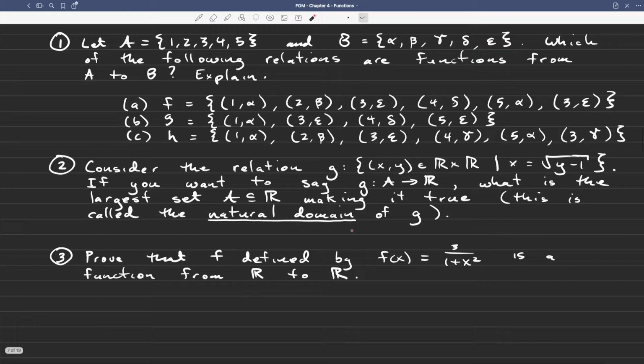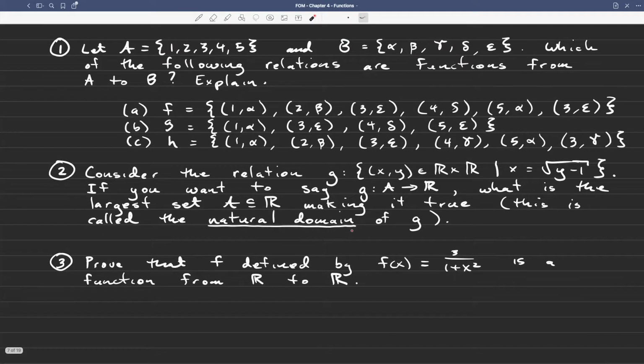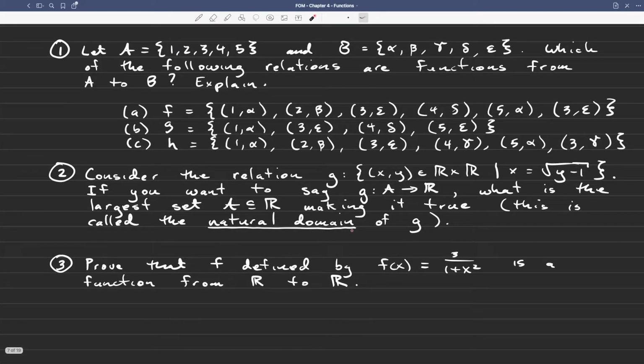And then lastly, I want you to use the method we did previously for how you prove something is a function. And the function here is defined by 3 divided by the quantity 1 plus x squared. And I want you to prove that it is a function from R to R. Okay, so pause your video and take a swing at these problems, and after you've had a try, then we'll work through it together.